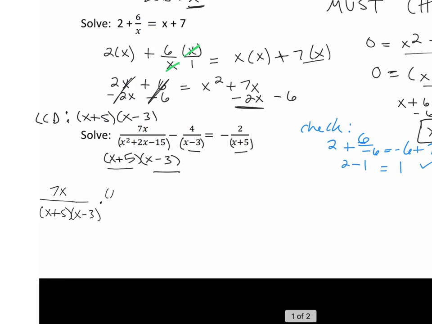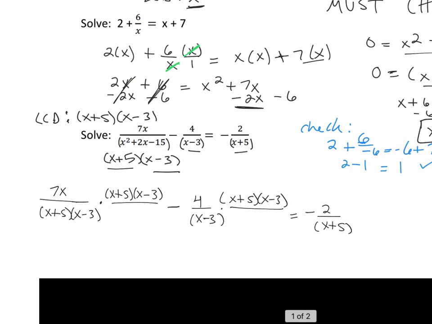So multiply the LCD to the first term of the equation, and the second term, and x plus 5 and x minus 3. That's the least common denominator. And on the other side, I'm going to also multiply the LCD here, an x plus 5 and an x minus 3. And we always multiply to numerators, of course, because they will cancel with denominators. So let's cancel out all the denominators that we have. x plus 5, x minus 3.